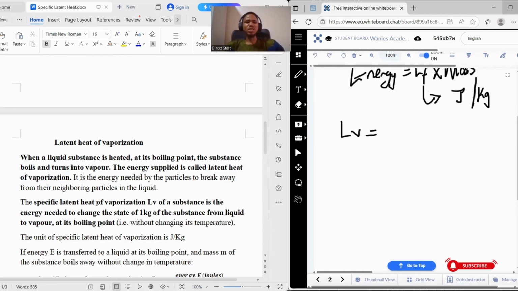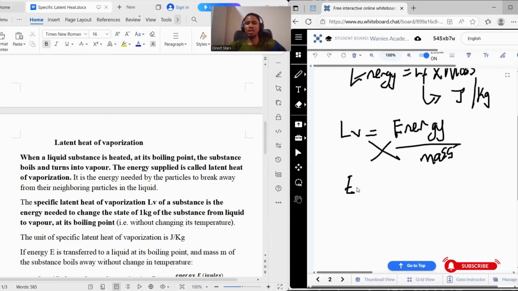So the specific latent heat of vaporization, L subscript V, of a substance is the energy needed to change the state of 1 kilogram of the substance from liquid to vapor, while the first one is from solid to liquid, without a change in temperature. So LV is energy over mass. When you cross multiply again, you have energy equals LV multiplied by mass.